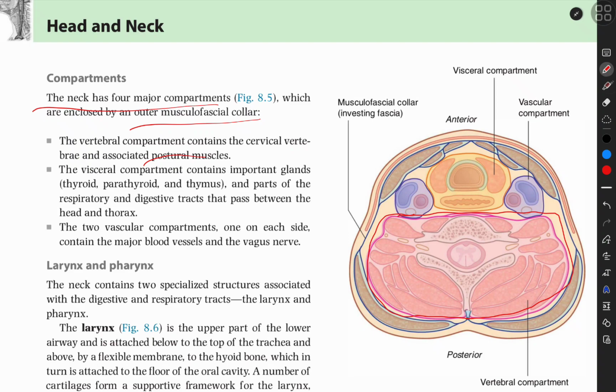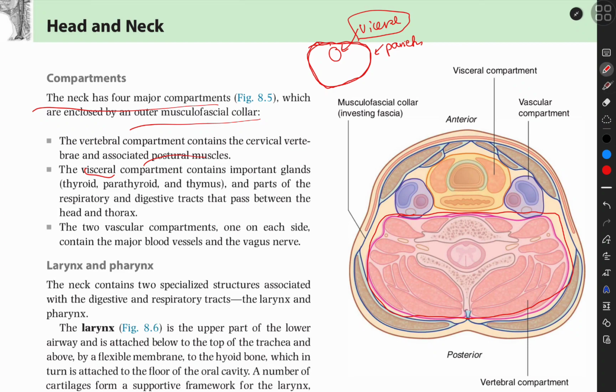So visceral. Parietal is something that will be important in the thorax and other areas, but parietal is on the wall, and visceral is like the organs inside the wall. So viscera are the organs, the structures passing through this cavity.